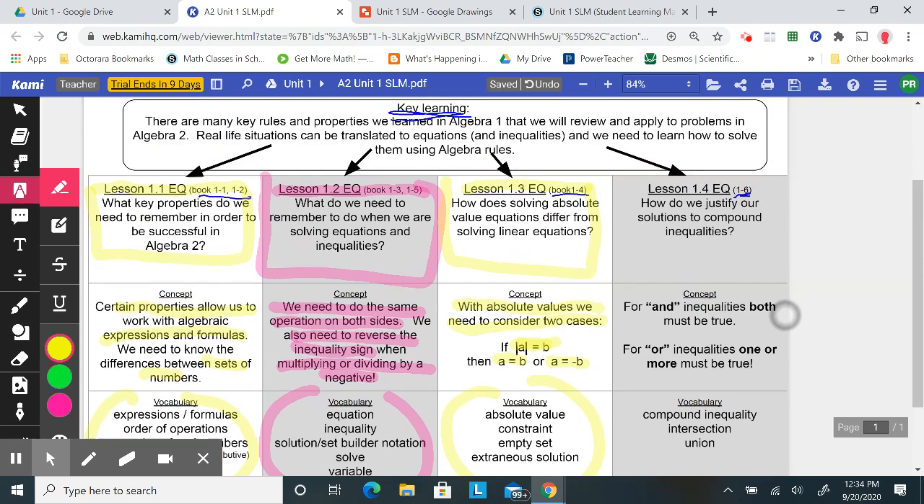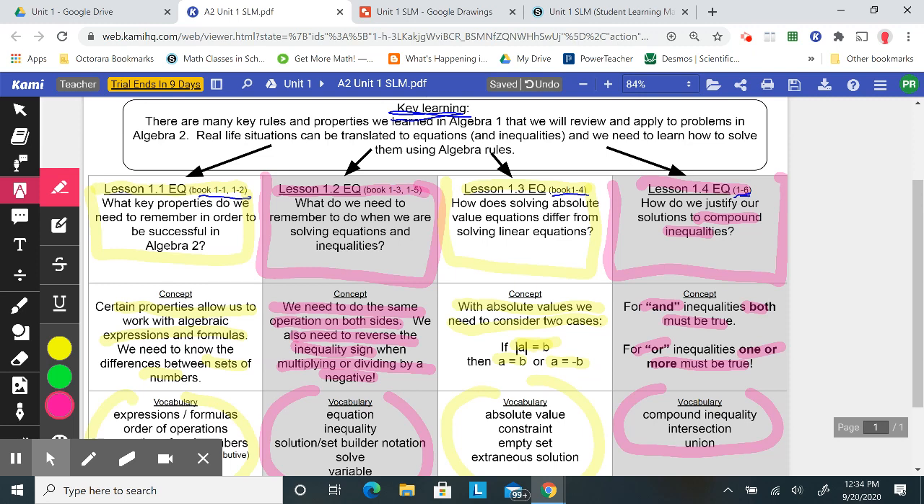And then in lesson 4, we are at how do we justify our solutions to compound inequalities. So we're going to talk about compound inequalities. And the concept is, for "and" inequalities, both must be true; for "or" inequalities, one or more must be true. We'll learn about those. And vocab is compound inequality, intersection, and union.